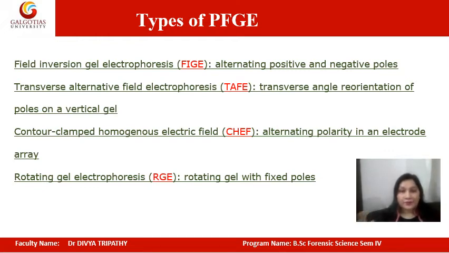This is not the hotel chef. It is contour-clamped homogeneous electric field. In this type of electrophoresis, alternating polarity in an electrode array is used. And the last one is rotating gel electrophoresis, in which a rotating gel with fixed poles is used. We will discuss these types of electrophoresis in detail in a separate lecture, because this lecture is based on the basics of gel electrophoresis and its different types.